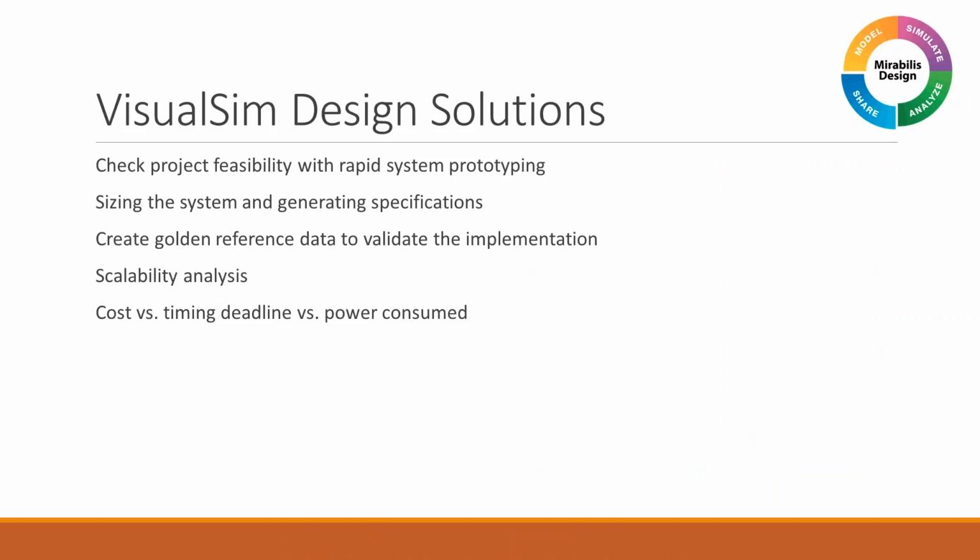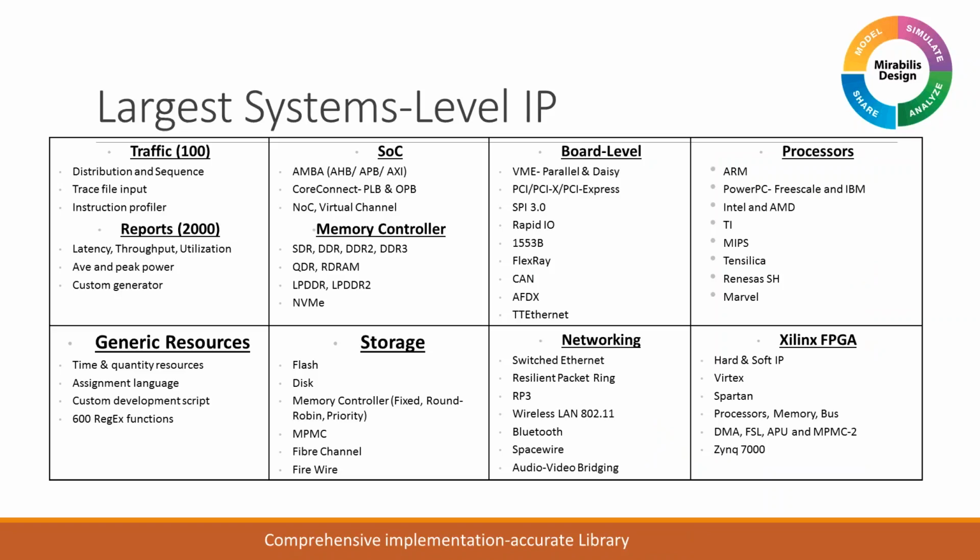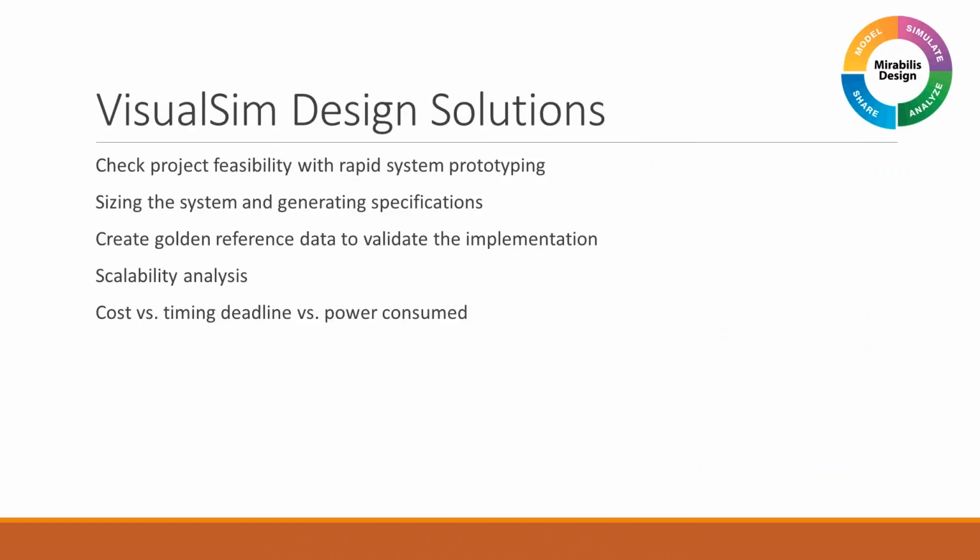What are the areas where VisualSim really plays a major role? First and foremost is in assembling your proposals, ensuring that your proposal meets all the requirements, and looking at project feasibility. Once you win the proposal, you want to look at sizing the system, generating the specification, and providing the golden reference for your implementation to verify and validate that the implementation meets the requirements. Also looking at scalability and future construction by seeing how much you can add to an existing architecture. All of this is going to be built around cost, timing, and power consumption.